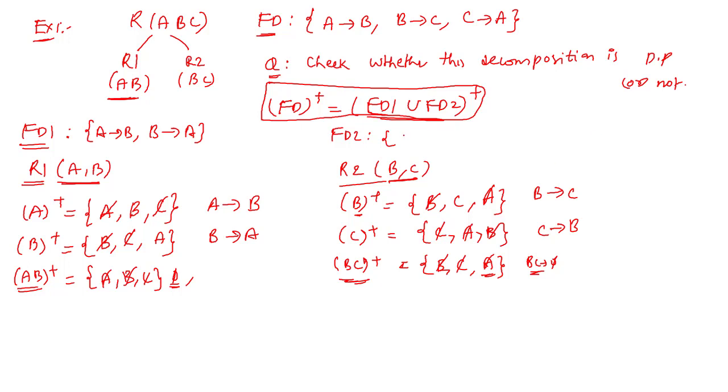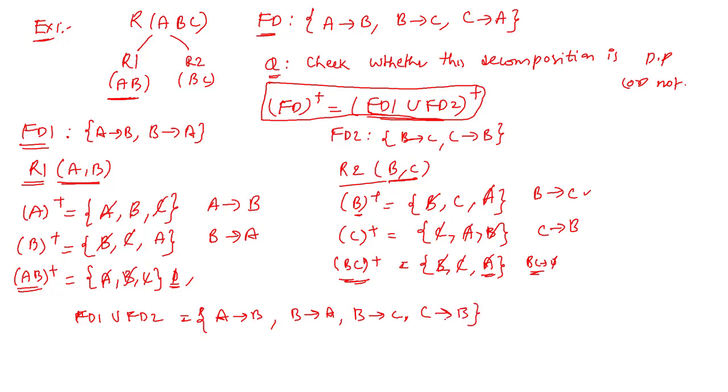Now here I have the functional dependency set. The one is B implies C, this one. Another one is C implies B. Okay. Now let us first identify the union of these functional dependency sets, FD1 union FD2. FD1 is A implies B, B implies A, and the union of FD2 here, B implies C and C implies B.